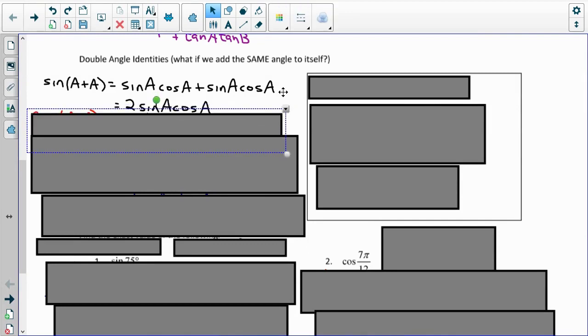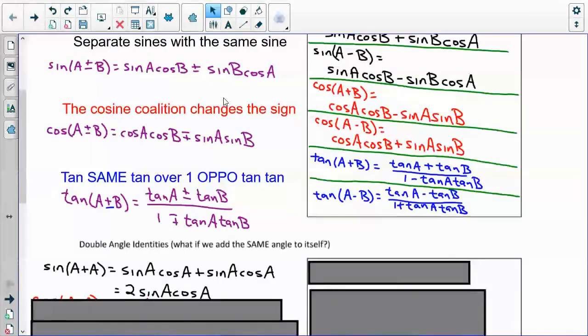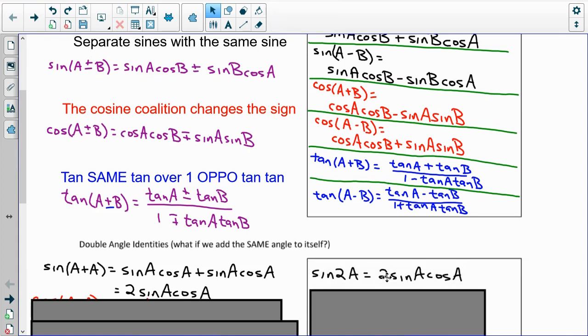So we're just going to use the formula from up here, and instead of doing a plus b, we're going to do a plus a. So what if we add the same angle to itself? Well, we get sine a cosine a plus sine a cosine a. So the sine of 2a is equal to 2 sine a cosine a, because there are two of them.